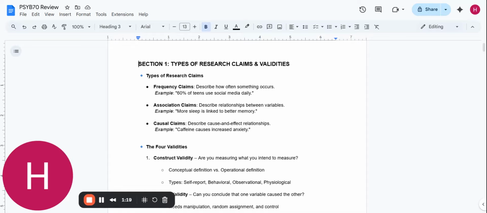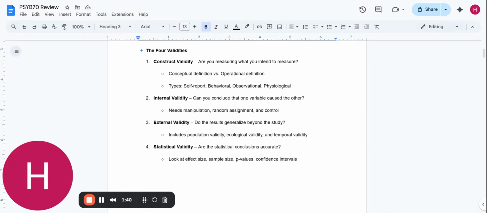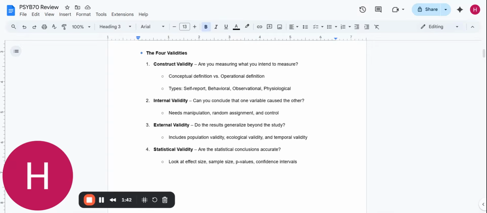an association claim. Last but not least, we have causal claims, which, as the name implies, is a cause and effect relationship. So, for example, caffeine causes increased anxiety. Causal claims usually have very direct language on something causing the other thing, so it's not really hard to understand which type of claim we're working with. Now let's move to different types of validities.